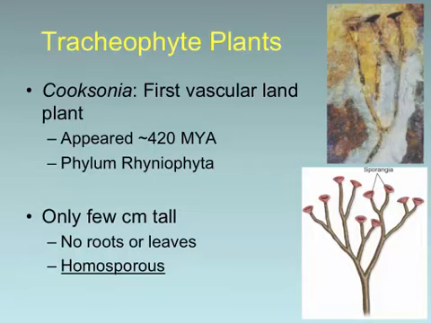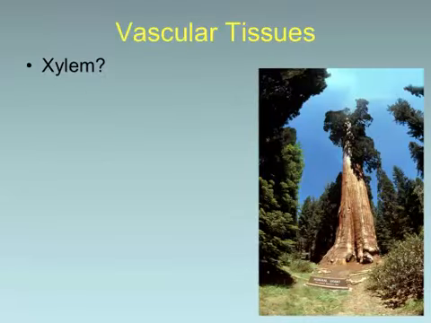Think back before we talked about megaspores and microspores. Megaspore mother cells, microspore mother cells. They're very different. One's a lot bigger than the other one. Not so in the case with these early tracheophyte plants. They actually are homosporous, which is kind of similar to what we're going to see in the ferns, for example.